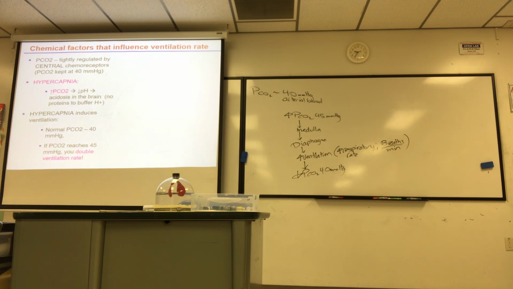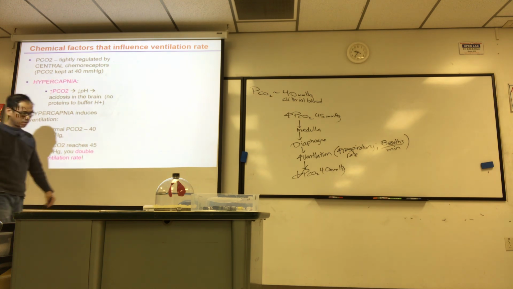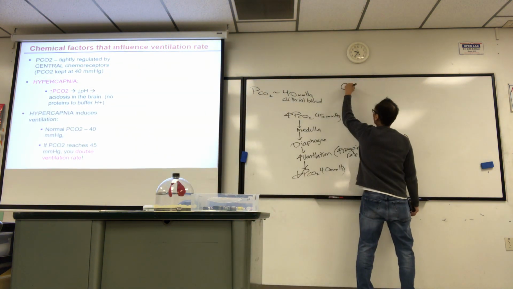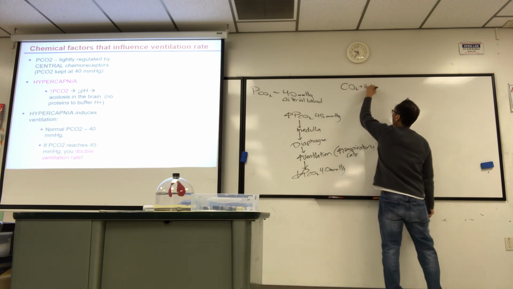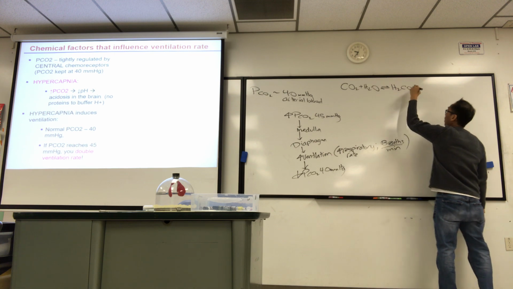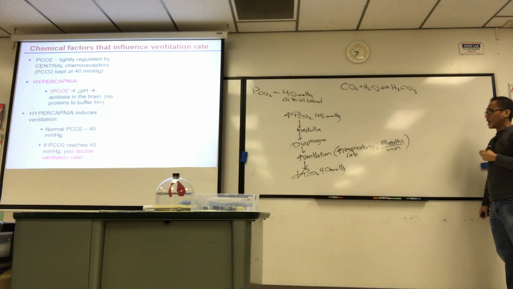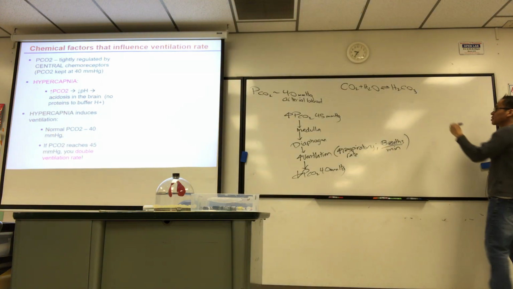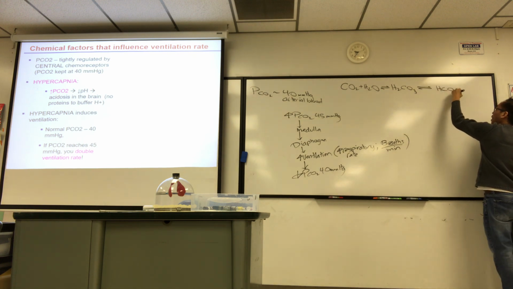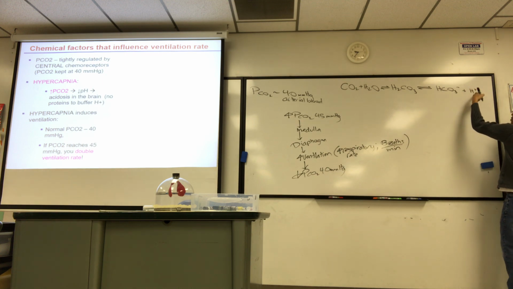CO2 as a blood gas is tightly regulated because it can mess up the pH. Hypercapnia is too much CO2, it can decrease the pH. I think I showed this to you before, just as a reminder. It can generate carbonic acid, which is a weak acid, which can partially dissociate, releasing a proton. Okay, so it can alter the pH.